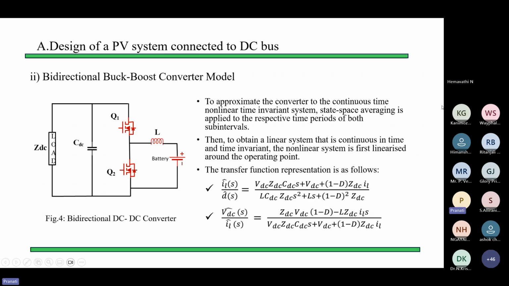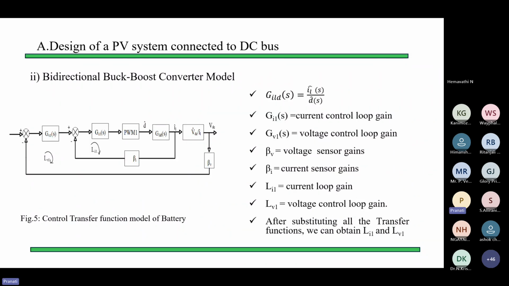The nonlinear system is first linearized around the operating point. Now the transfer function can be represented as follows. We can see from this block diagram.